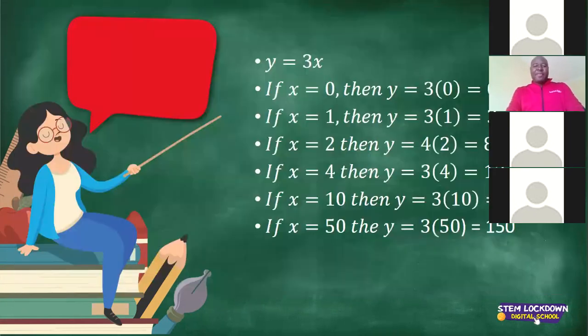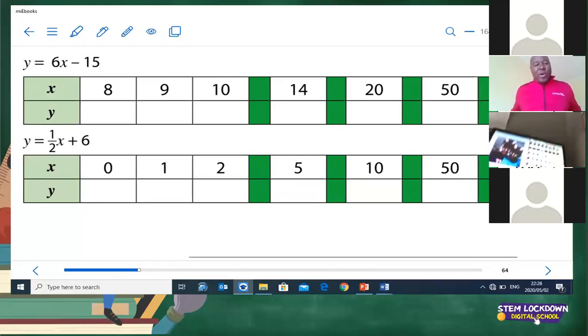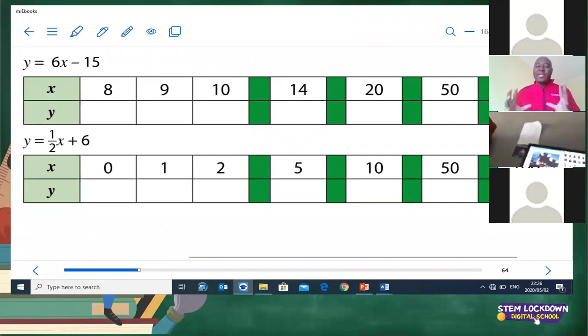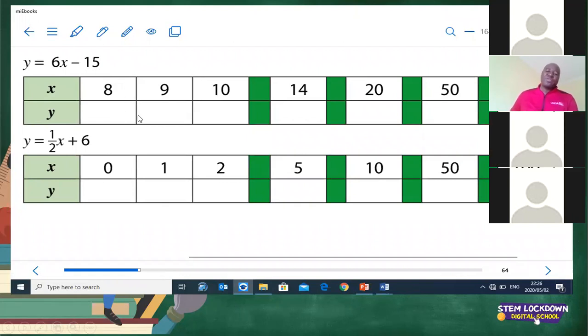So perhaps for your homework, you can look at the two tables there with the equations. y is equal to 6x minus 15, y is equal to half x plus 6, and then you can find the y values. So use this particular table to find the missing values of y. You have y is equal to 6x minus 15, and you are given the values of x. You need to find the values of y. The same goes for the second one there.